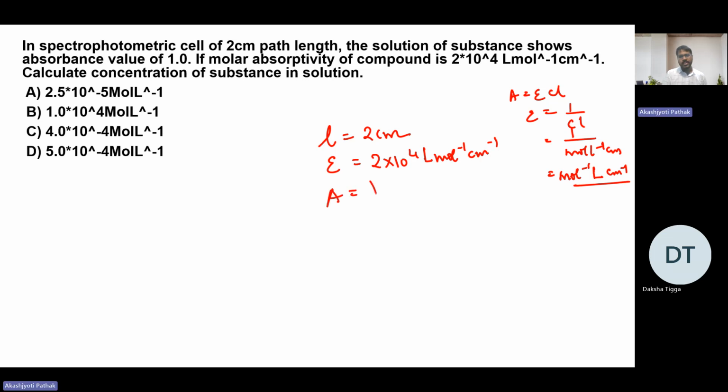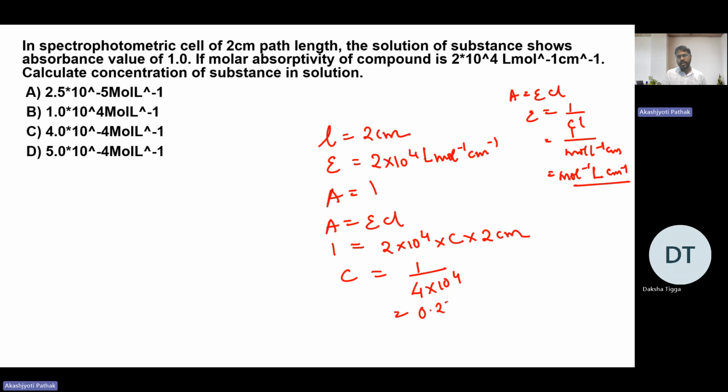So your absorbance value is 1. So if you put this in this equation, absorbance equal to epsilon CL. So your absorbance is 1. Your epsilon is 2 into 10 to the power 4. Your concentration is unknown. You need to find the value of the concentration. Your path length is 2 centimeter. Then from this equation, you can get the value of C. So your concentration will be 1 by 4 into 10 to the power 4. That is 0.25 into 10 to the power minus 4, or it will be 2.5 into 10 to the power minus 5. The answer is actually option A.